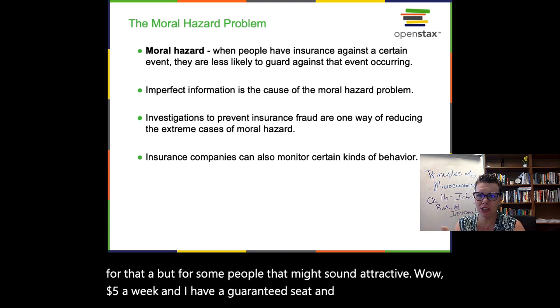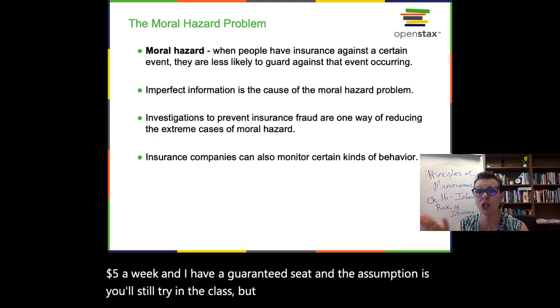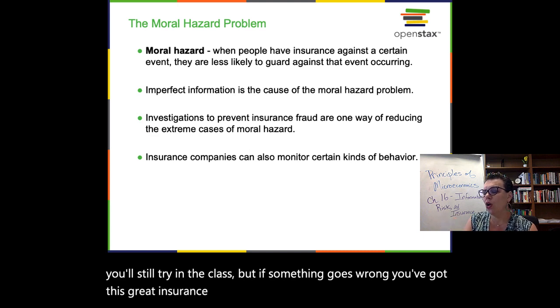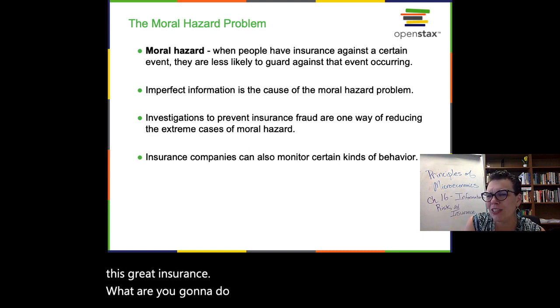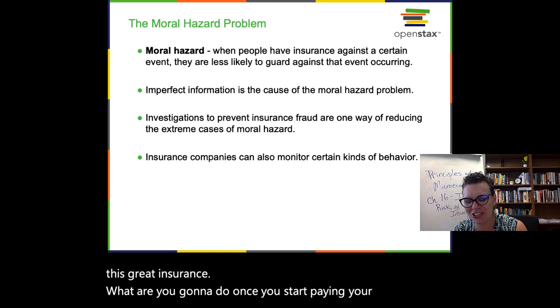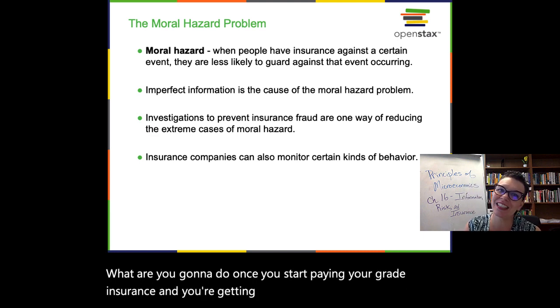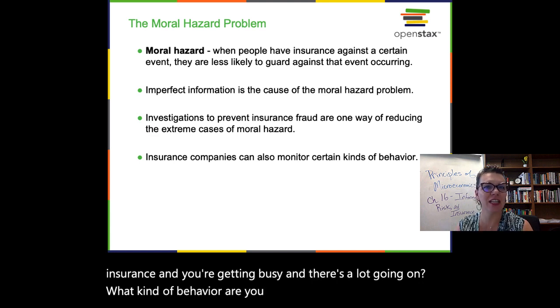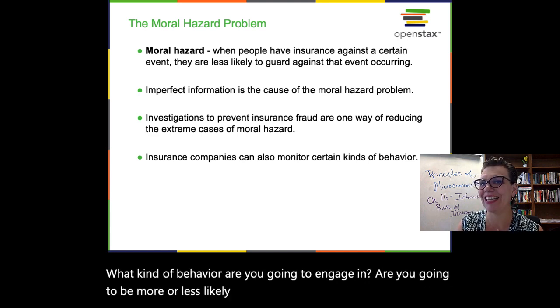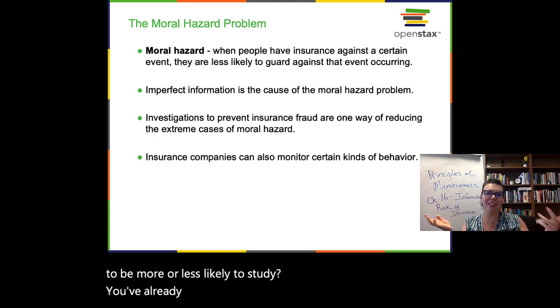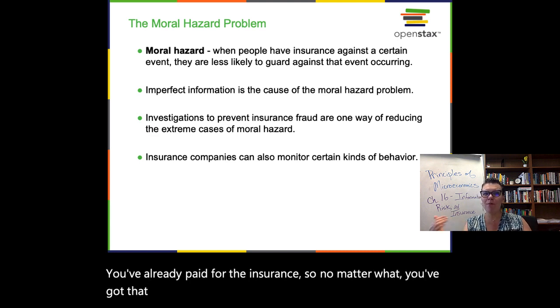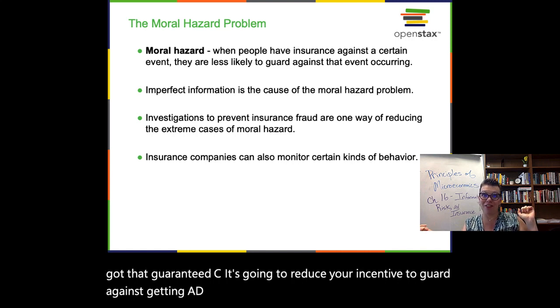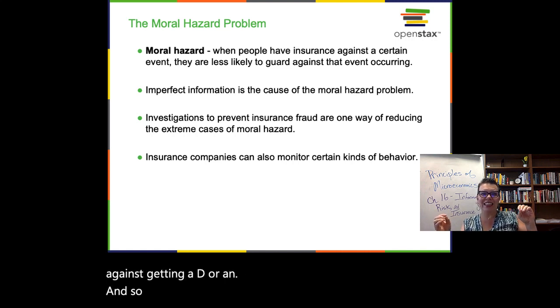And the assumption is you'll still try in the class, but if something goes wrong, you've got this grade insurance. What are you going to do once you start paying your grade insurance and you're getting busy and there's a lot going on? What kind of behavior are you going to engage in? Are you going to be more or less likely to study? You've already paid for the insurance, so you know no matter what, you've got that guaranteed C. It's going to reduce your incentive to guard against getting a D or an F. And so the idea here, that's a moral hazard.